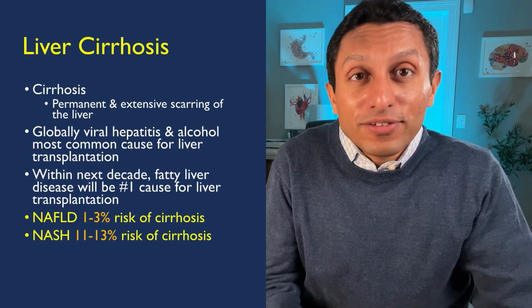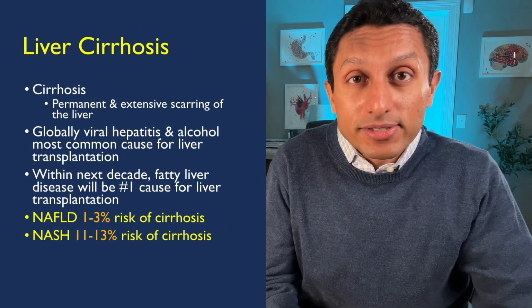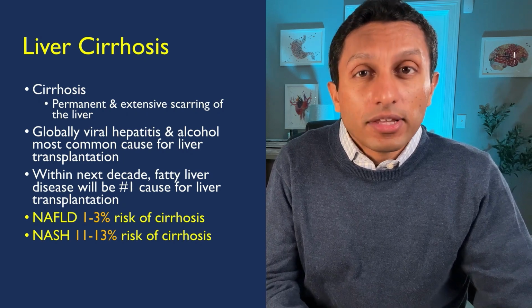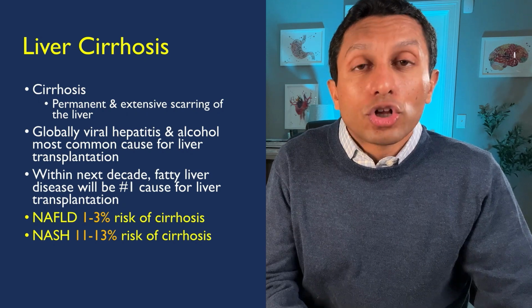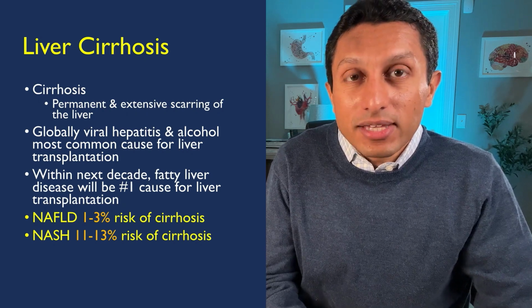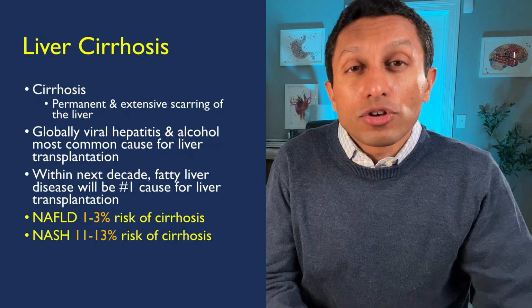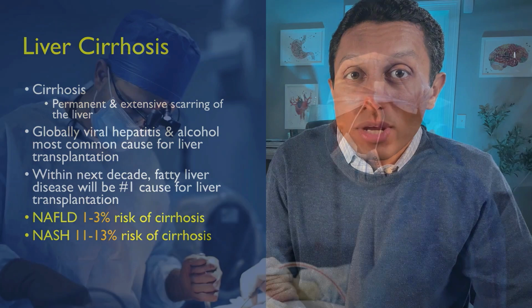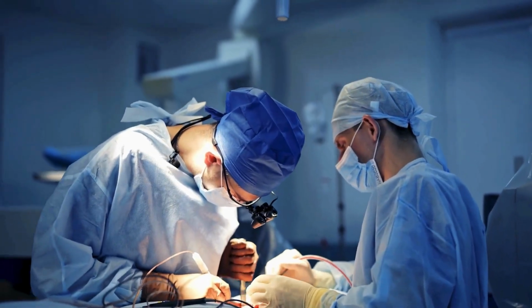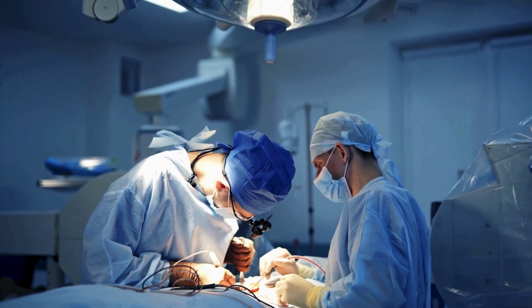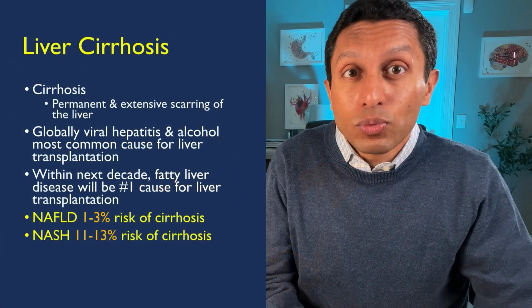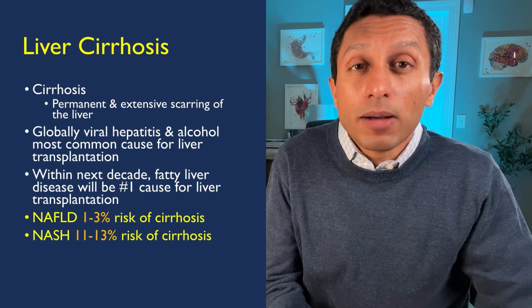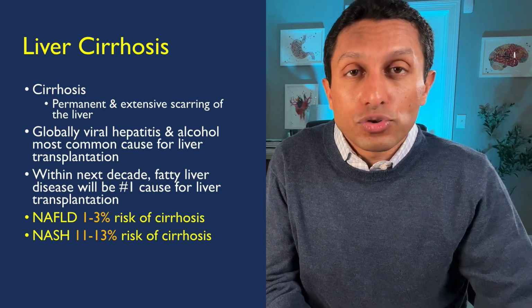Number 2, fatty liver disease can lead to liver cirrhosis. Cirrhosis is a permanent, diffuse scarring of the liver that leads to the liver not working well. Globally, viral hepatitis and alcoholic liver disease are still the most common causes for cirrhosis and need for liver transplantation. However, the need for liver transplants due to fatty liver disease has been increasing rapidly. Within the next decade, fatty liver disease will become the number 1 cause for liver transplantation.